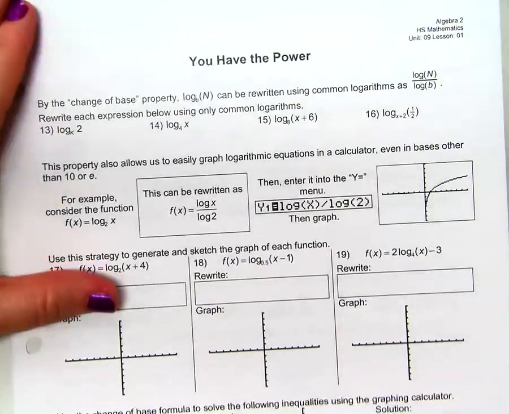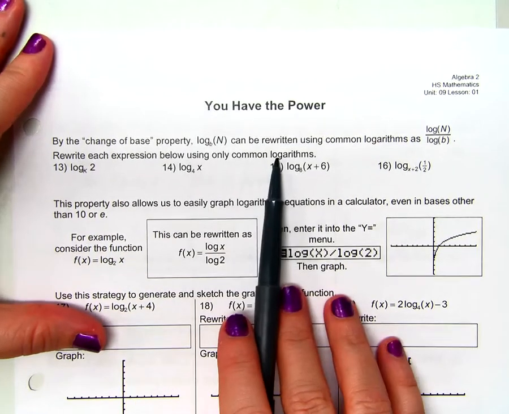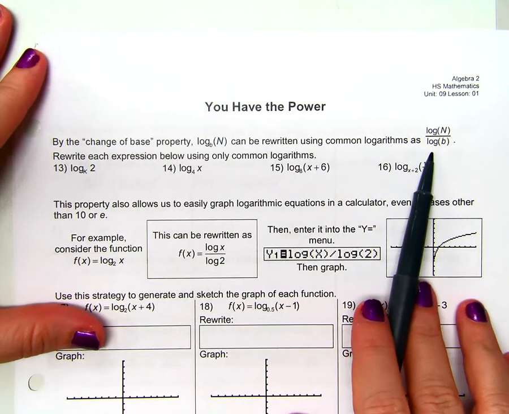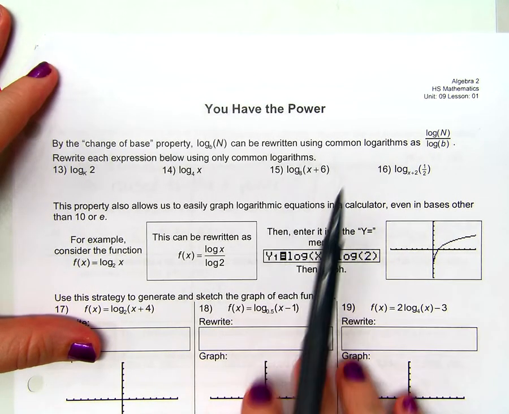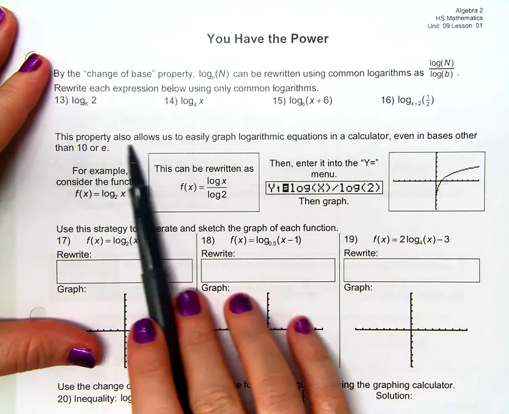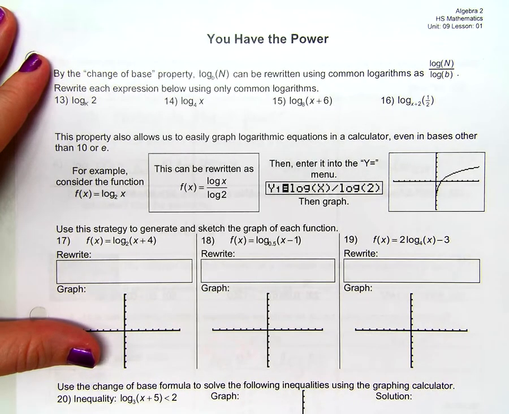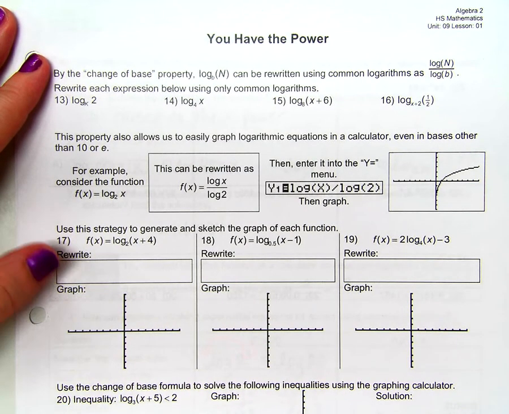Okay? By the change of base property, log base n can be rewritten using common logs. We already know that. That's what I just told you. Rewrite each expression below? No. Okay, go to the next. This property allows us to easily graph logarithmic equations in the calculator. If we had to do it, you would know how to do it.